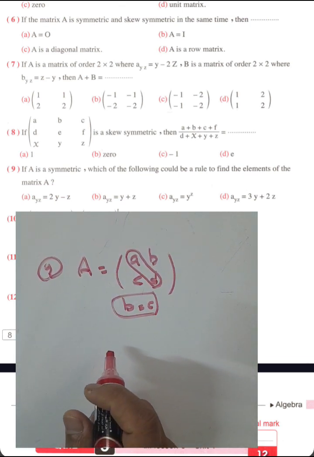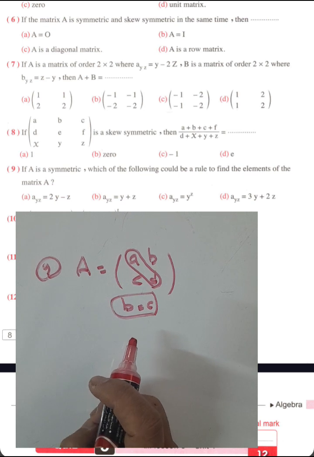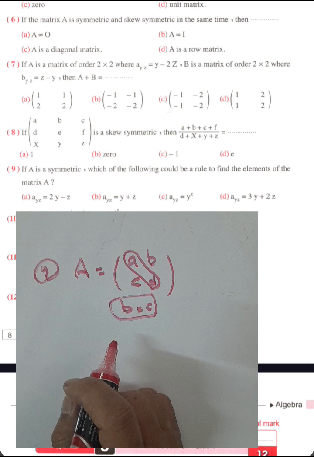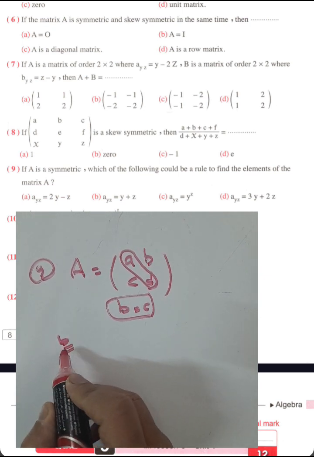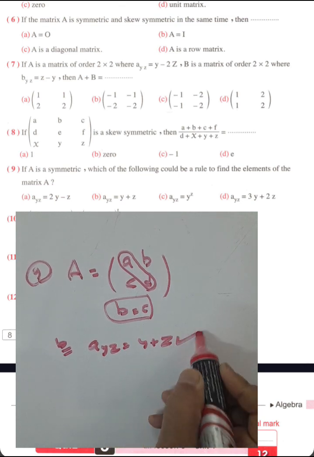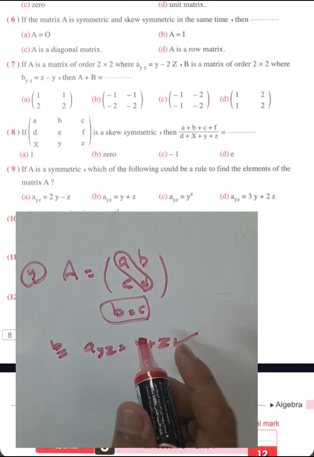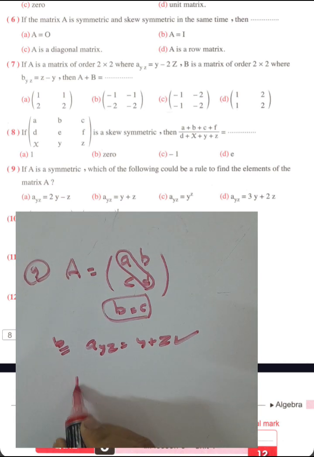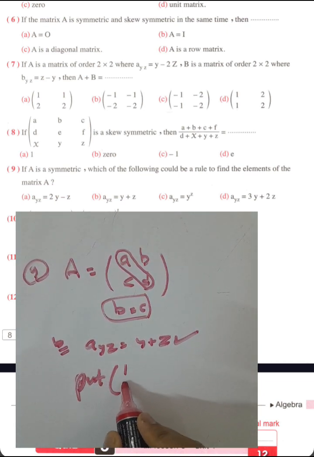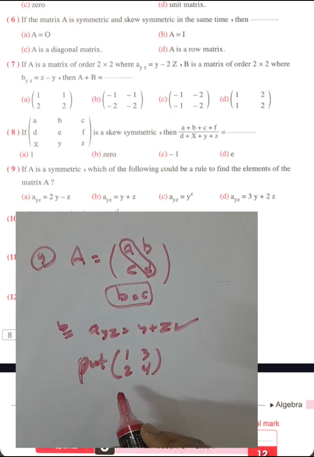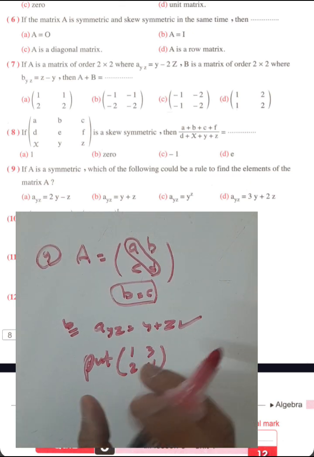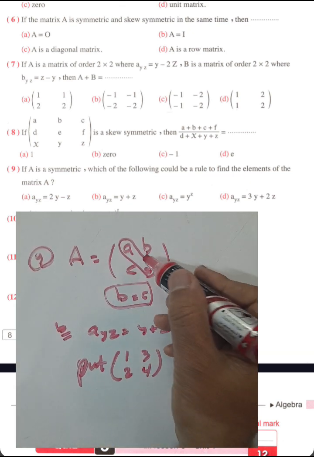What about letter A? A of Y, Z equal to Y minus Z. No, the result will not be equality. Letter B, we have A of Y, Z equal Y plus Z. It's true because they are similar. If we put any example here, put matrix 1, 2, 3, and 4, okay? And put the rule here. It tells us we want this matrix to be symmetric, which means B equals C.